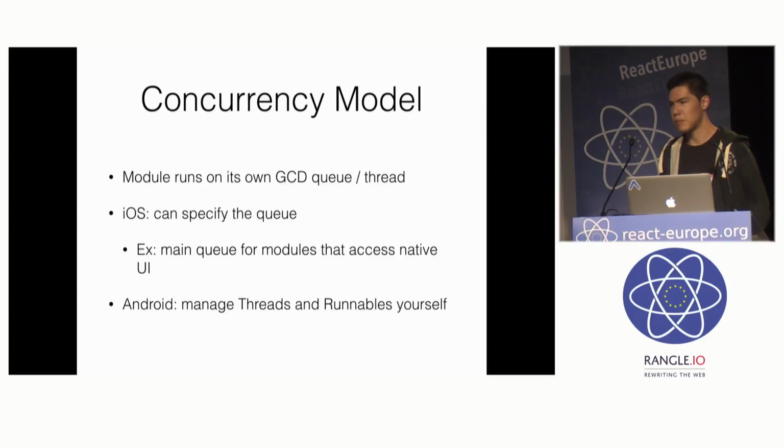On iOS, you can specify which GCD queue you want to use, and this is important, for example, for native modules that use UI functionality, because there is a restriction on iOS that a lot of UI classes need to be accessed on the main queue. And then on Android, you have to manage the threads and the runnables yourself. You would write code to dispatch a Java runnable, basically a closure, to run on the main thread.